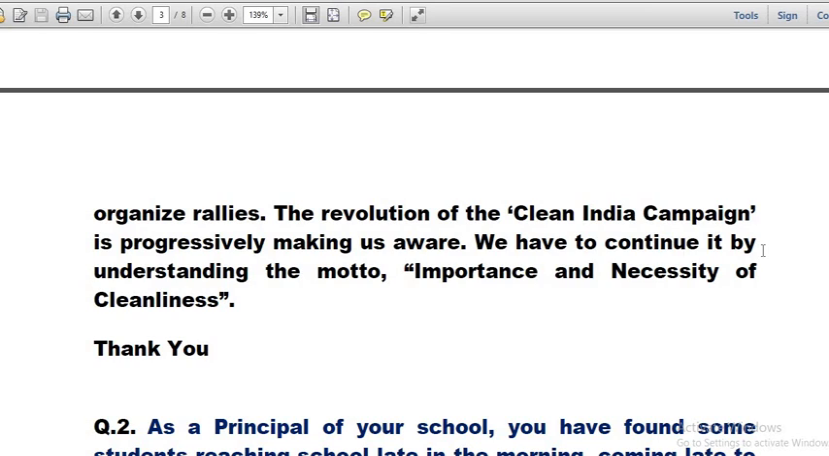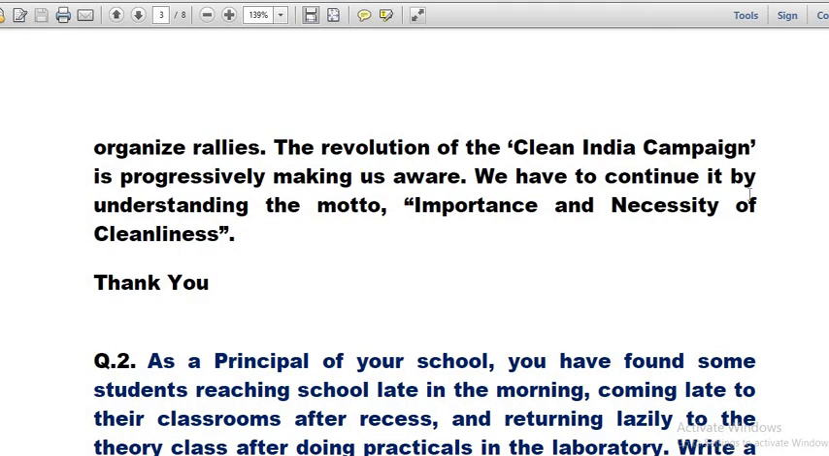We have to continue it by understanding the motto. And what should be the motto? That we should realize it. Not only that, we have to implement it successfully. And what is that? The importance and necessity of cleanliness. We have to realize the real importance and also the real necessity of cleanliness, because ultimately cleanliness will drive out diseases.